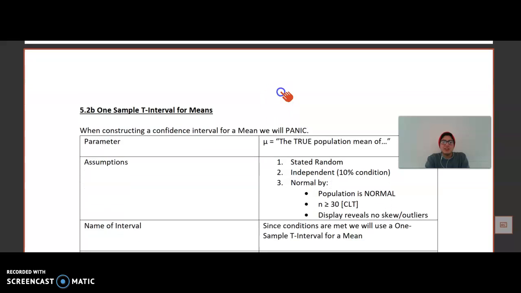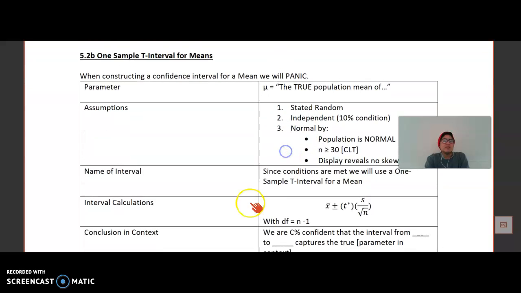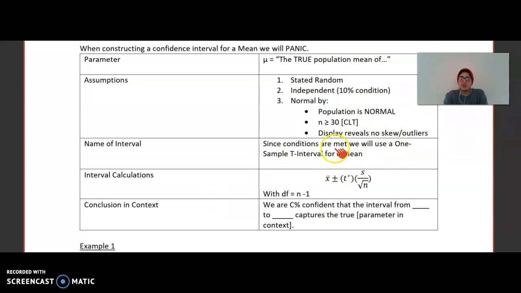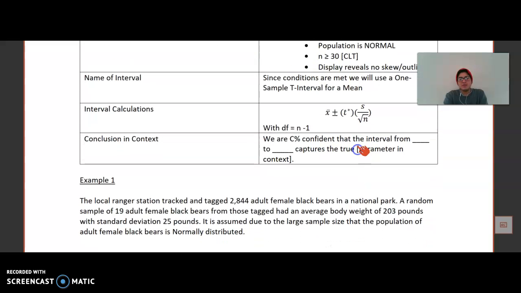Okay, so let's take a look now at actually working with a one sample t interval for means, and we're still going to use PANIC. Again, here we're trying to estimate the true population mean of whatever the context is. Our assumptions remain the same. We need a randomness element, we need the independent condition, and we need to meet normality by one of these 3 criteria. If our conditions are met, we will use a one sample t interval for a mean. We will use the following formula to compute our test statistic with this degree of freedom, and then the interpretation will still be the same.